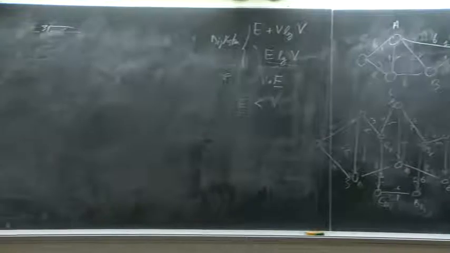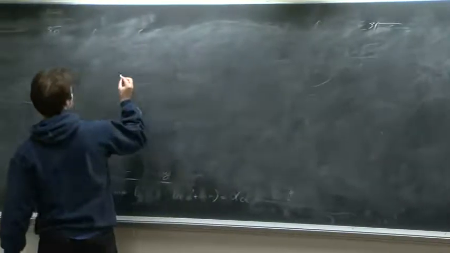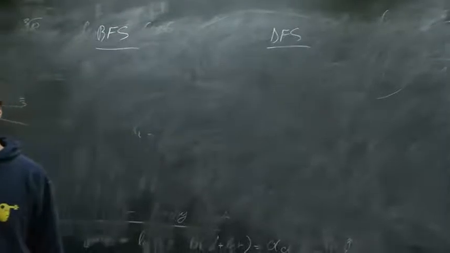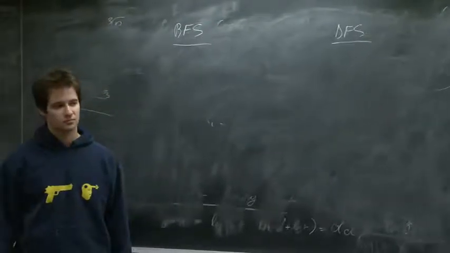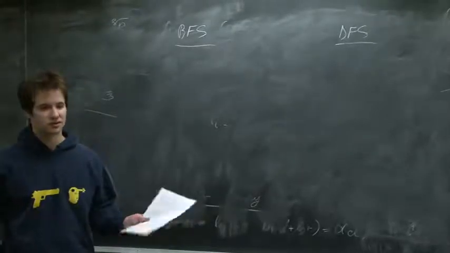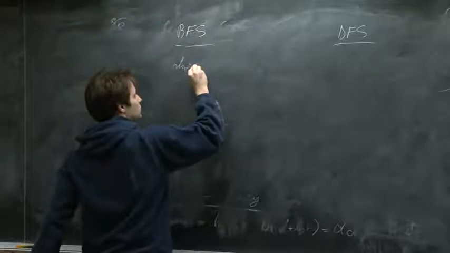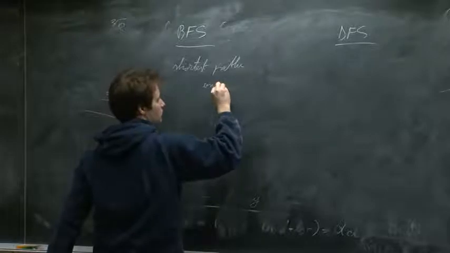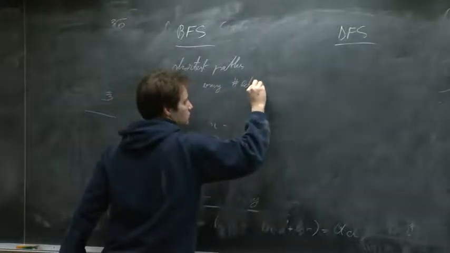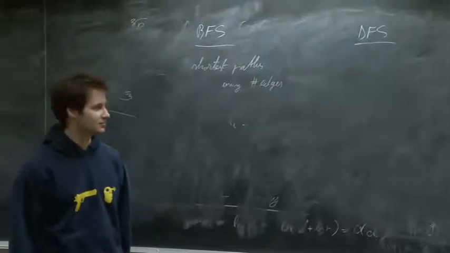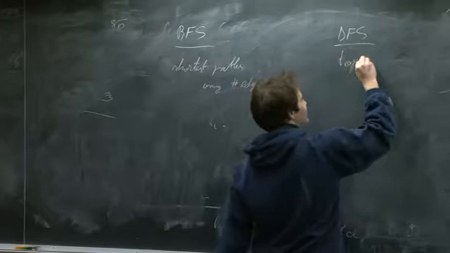So let's talk about BFS and DFS very briefly, I guess. What does BFS give us? Why is it useful? Shortest path in terms of number of edges, right? No weights on the edges. So shortest path using the number of edges. What does DFS give us? Helps topological sort. Yeah. Hey, you had this on the P set.